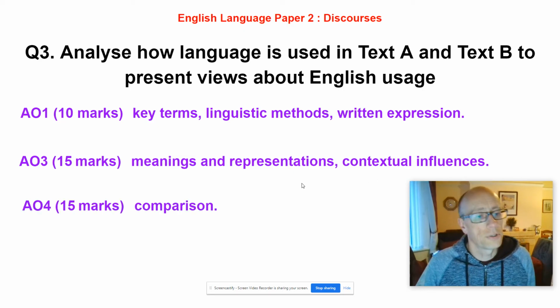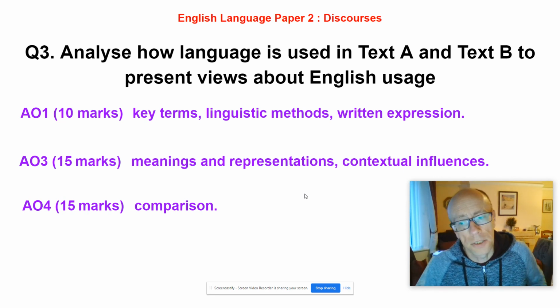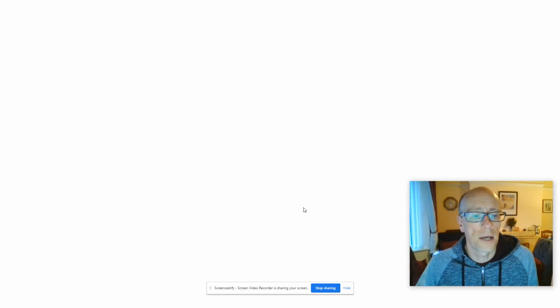And the third and final AO is AO4, which is about comparison. Okay, so you've been doing comparison in lots of other bits of the course, not least your coursework, where you had to be comparing your style model with your article or your short story. So by this stage in the course, you should be quite used to having to compare things.